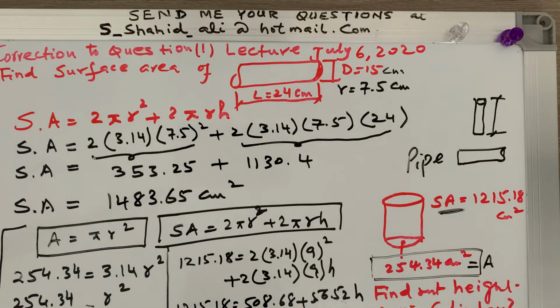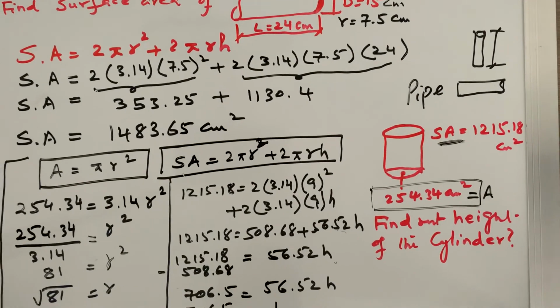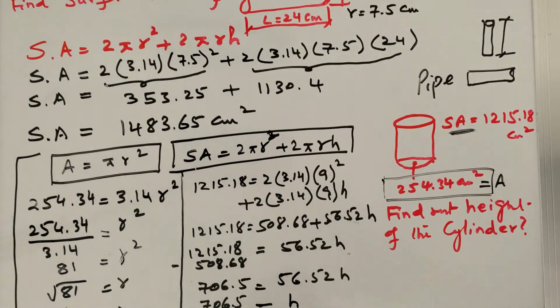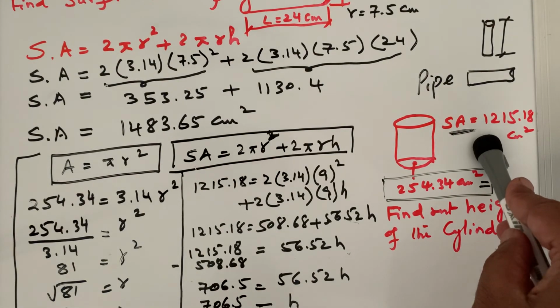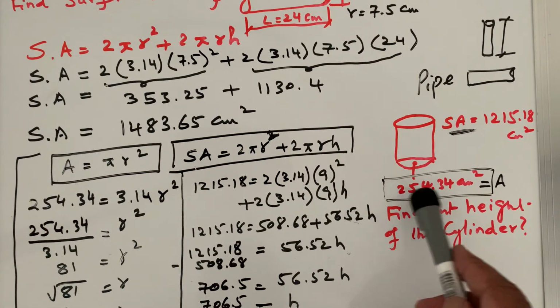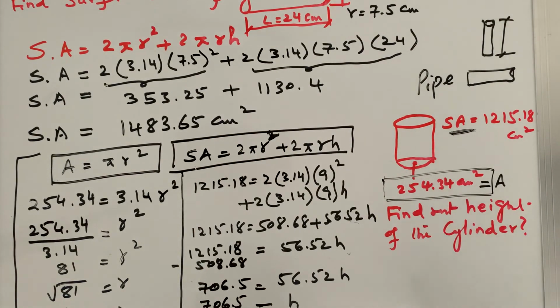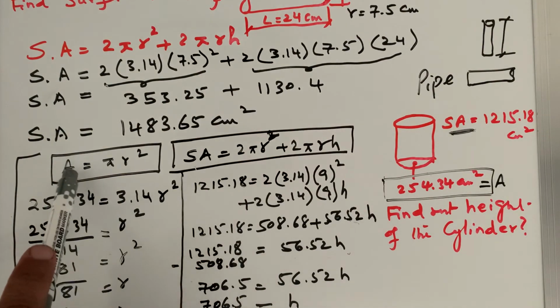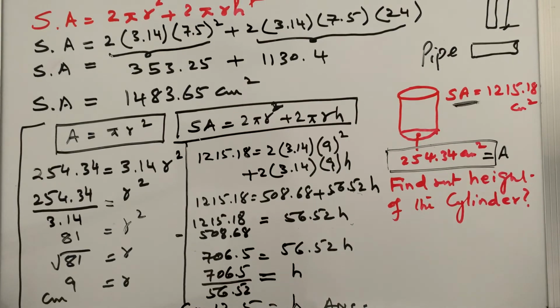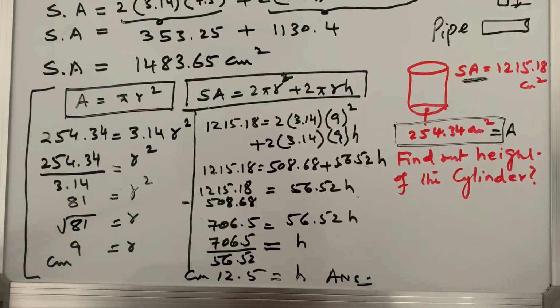I hope you understand these questions for surface area and area of the circle. We will do some more practice in upcoming videos, but in the meantime you must memorize these two formulas. Area of the circle is pi r square, and surface area is 2 pi r square plus 2 pi r h. Then we have a question from one of my students: find the height of the cylinder if the surface area is this, and they make a picture, and underneath the picture they have this area. So you have to use this area to find r. We use the formula A equals pi r square, calculate r first, and after calculating r we can substitute the value and get our h.